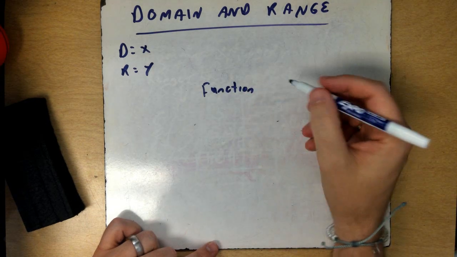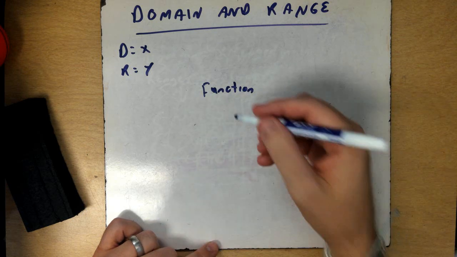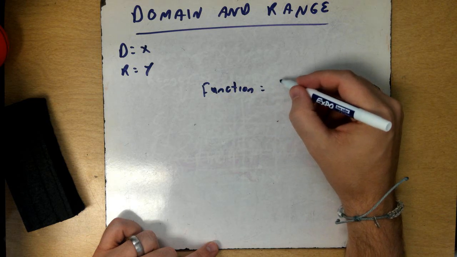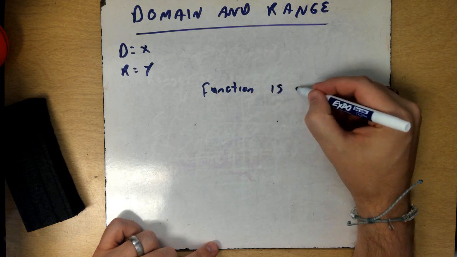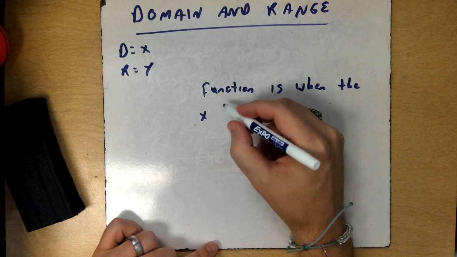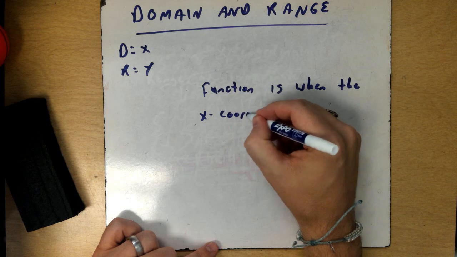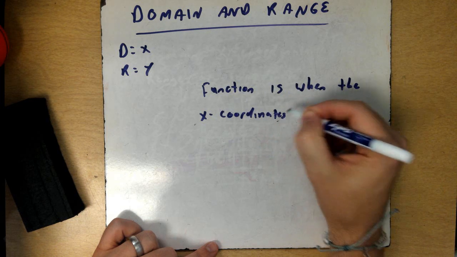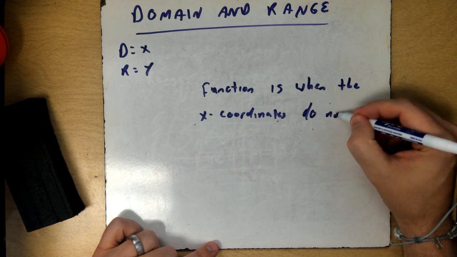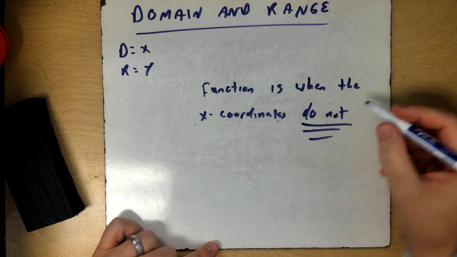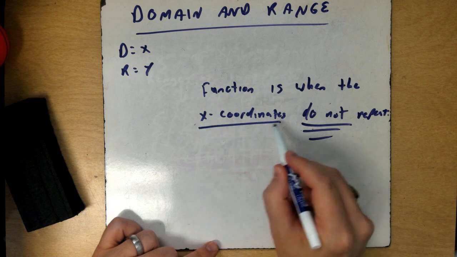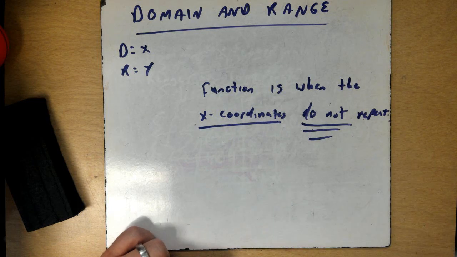A function is when the x coordinates do not repeat. Okay, so the x coordinates do not repeat. I'll show you what that means in a second here.